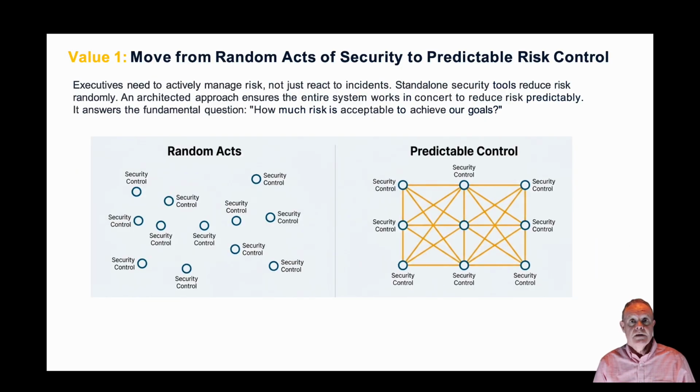The first value, from random acts to predictable risk control. Boards really don't manage incidents. They manage risk appetite. Random security controls reduce risk by accident. Architecture reduces risk by design. It answers the questions executives actually care about. How much risk are we taking, and is it intentional?